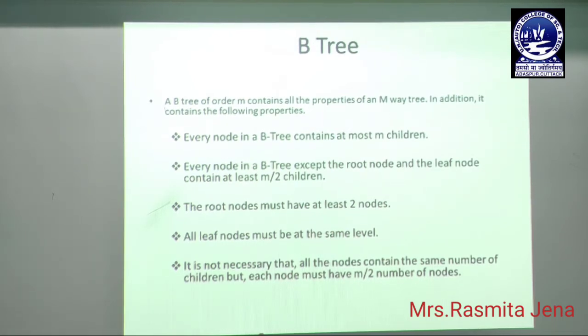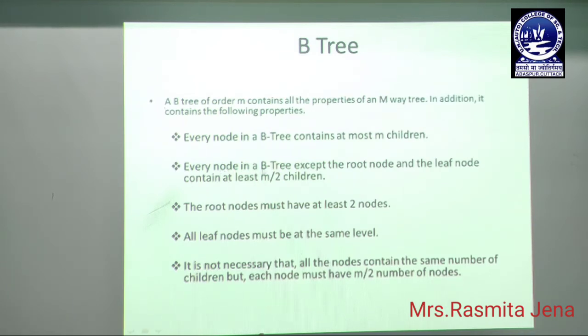So the first point is that every node in a B tree contains at most m children. A node of an M-way tree contains at most m children. That means if any node contains more than m children, then it will be an error. Every node in a B tree contains at most m children. This is the first property of a B tree.